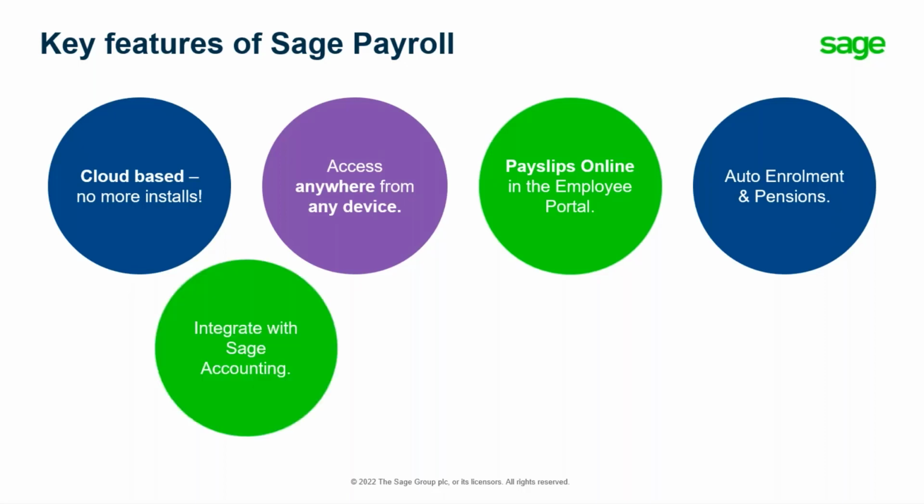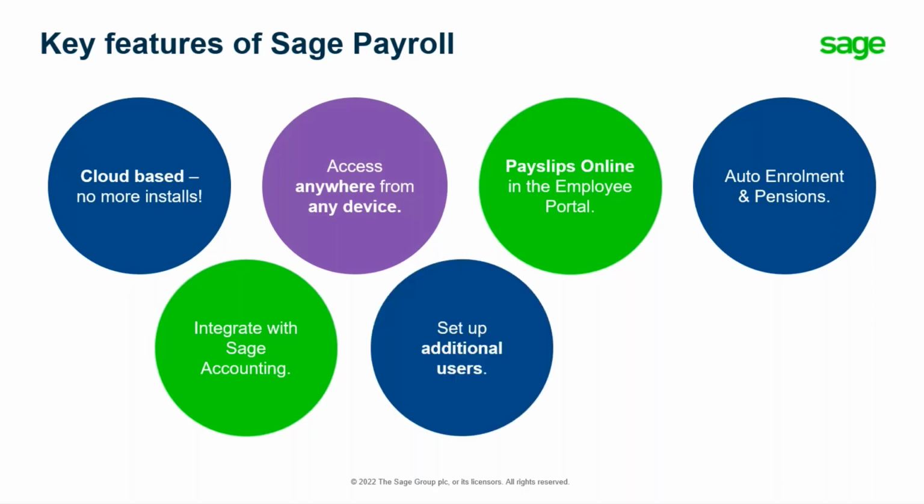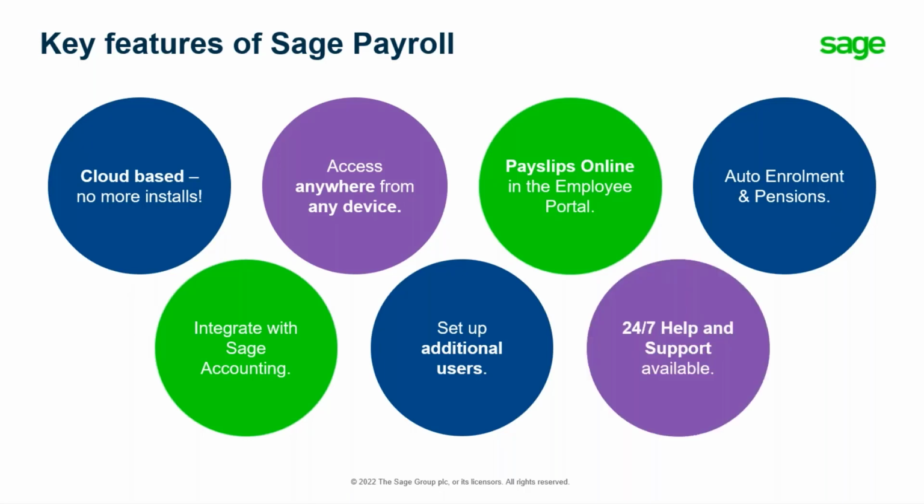You can integrate directly with Sage Accounting. So if you use our Sage Business Cloud Accounting software, your payroll information can be set up to transfer automatically into your accounts. You have the option of setting up additional users if required, if there's more than one of you processing the payroll that needs access to the software. And we have plenty of help and support available 24/7. I'll explain the easiest ways to find help as we go through a quick product tour. So those are some of the key features.